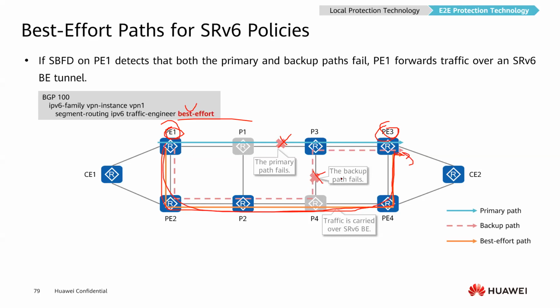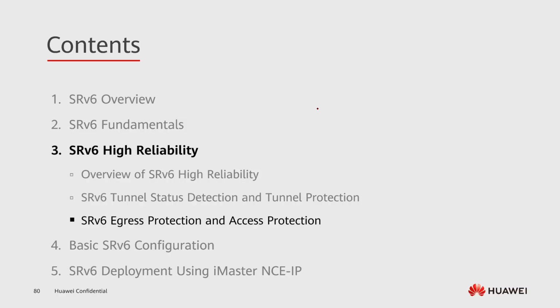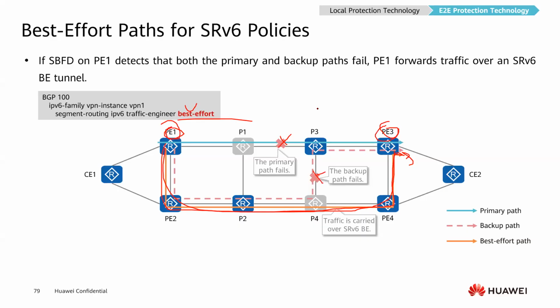But maybe they are not following the planned path. They are not following that, but they can reach the destination. So this is the third way for end-to-end protection. Okay, any question?